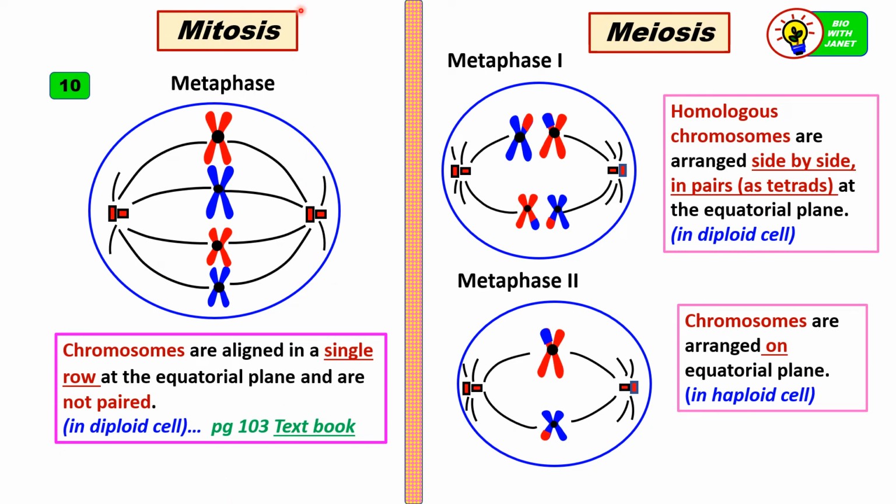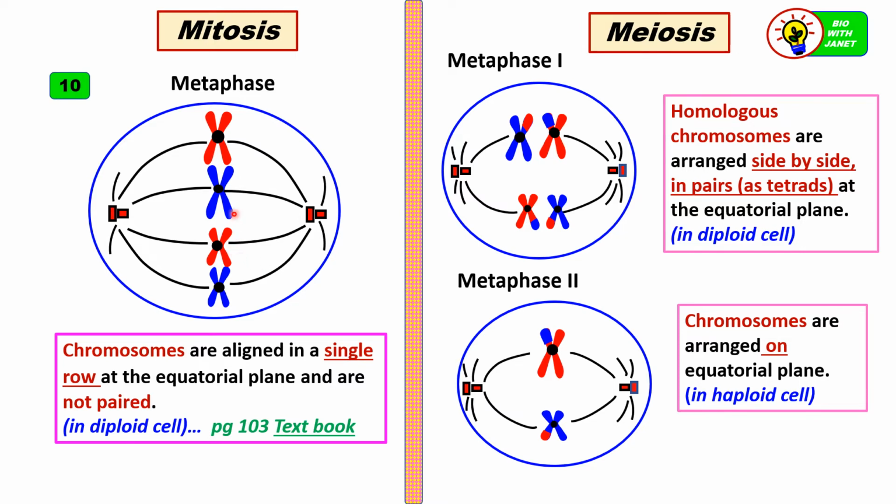Now let's discuss the second phase, which is metaphase. So for mitosis, in metaphase, chromosomes are aligned or arranged in a single row or a single file at the equatorial plane in the center of the cell, and they are not paired. So it's like your teacher asking you to line up in a single file, one after the other, right? One behind the other in a single file, maybe for assembly, all right?